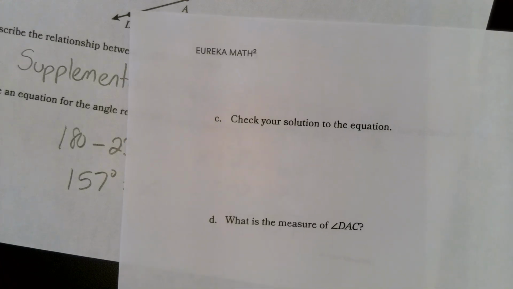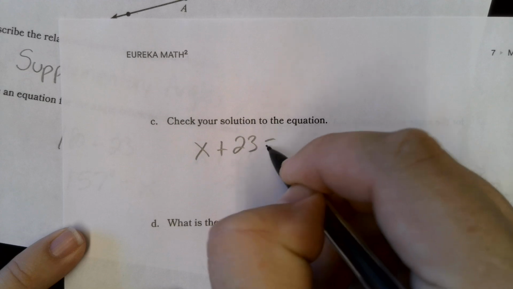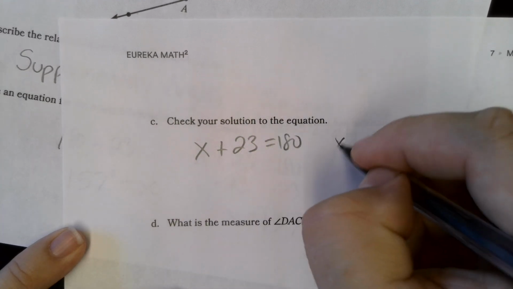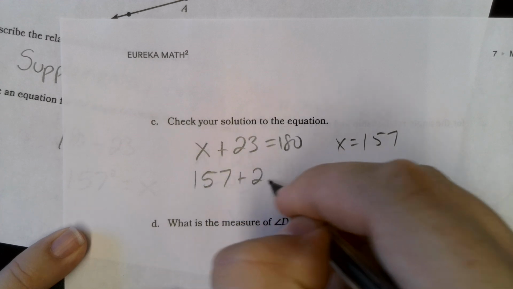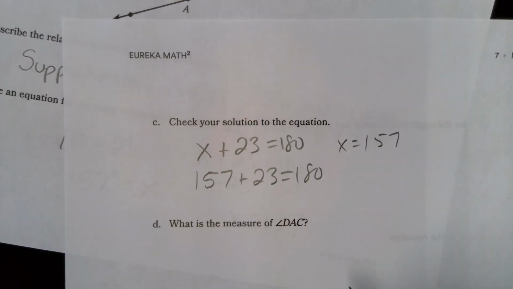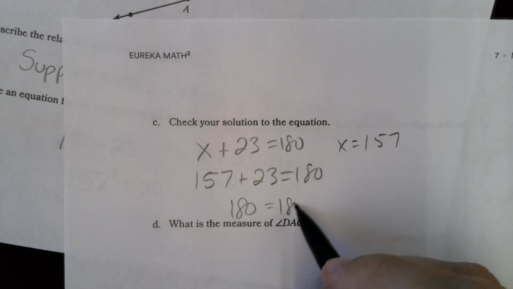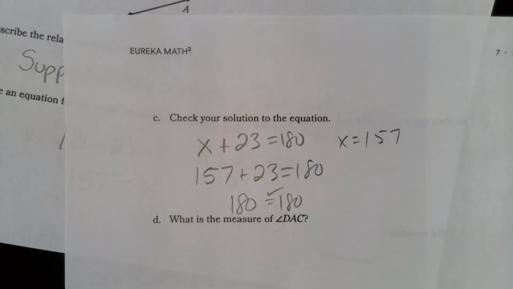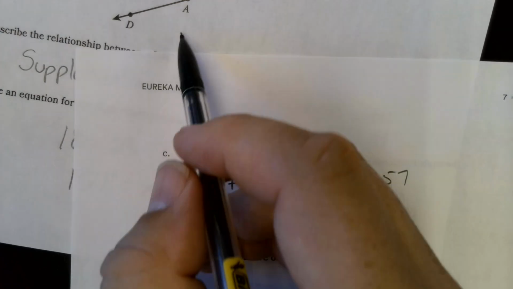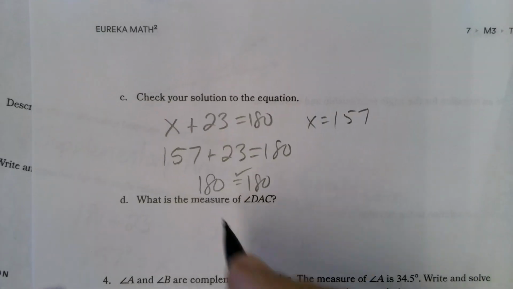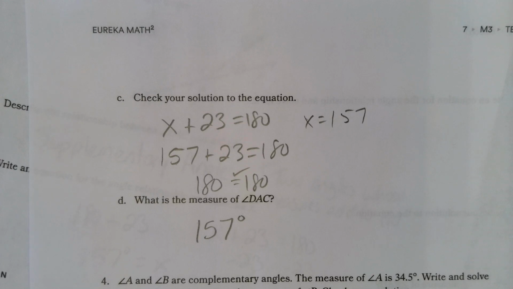Part C says to check your solution to the equation. Well, if we said x plus 23 is 180, and we said that x was 157, I would just replace x with 157 and determine if we do have a true statement. If I add these two together, I get 180 degrees, which is true, so our solution works. So the measure of angle DAC is x, and we discovered that x was 157, so DAC is 157 degrees.